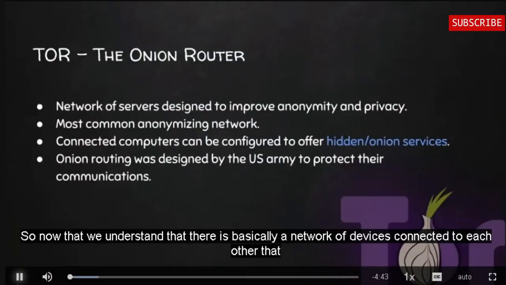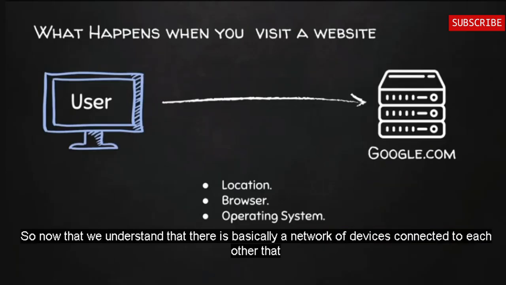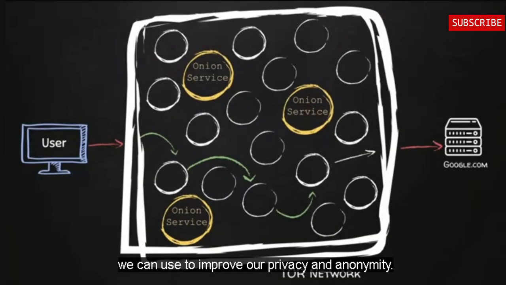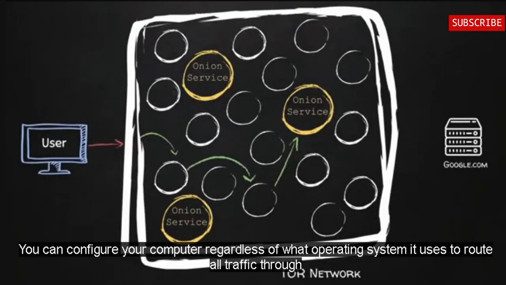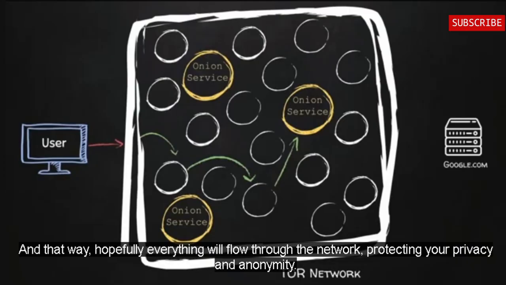Okay, so now that we understand that Tor is basically a network of devices connected to each other that we can use to improve our privacy and anonymity, the question is, how can we connect to this network and use it? Well, the answer is actually very simple. You can configure your computer, regardless of what operating system it uses, to route all traffic through the Tor network, and that way, hopefully, everything will flow through the network, protecting your privacy and anonymity.